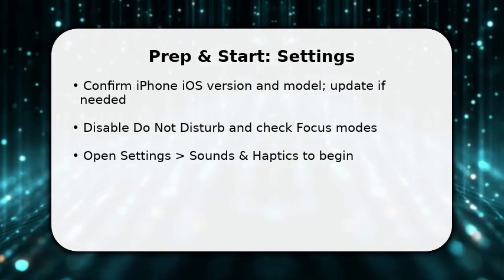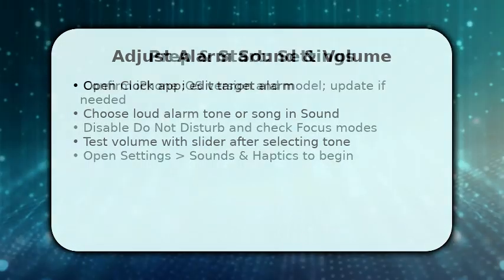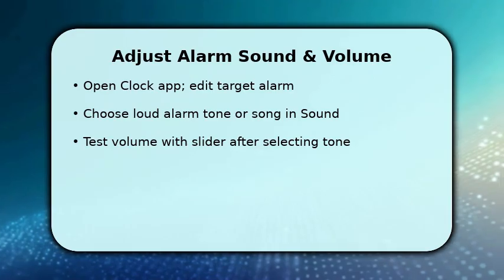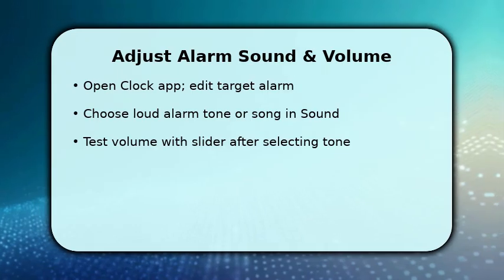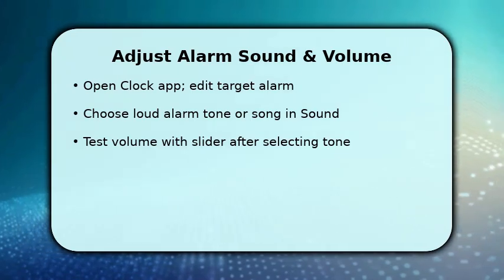Now go into the clock app and edit the alarm you want louder. You should pick a tone with high perceived loudness. Options like alarm, radar, or a high-gain song work best, because some tones sound quieter even at full volume.